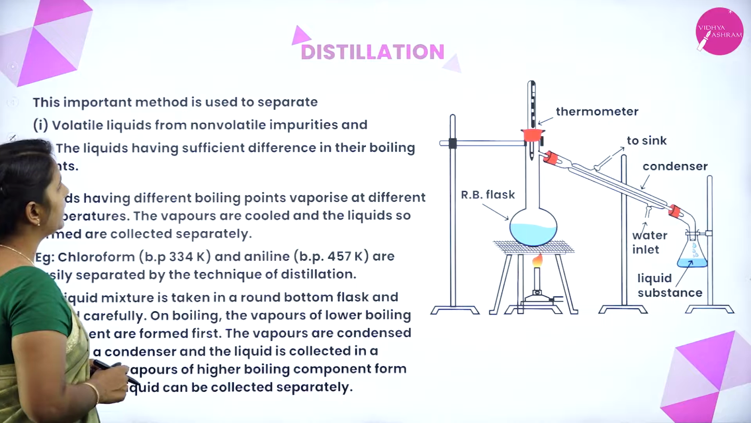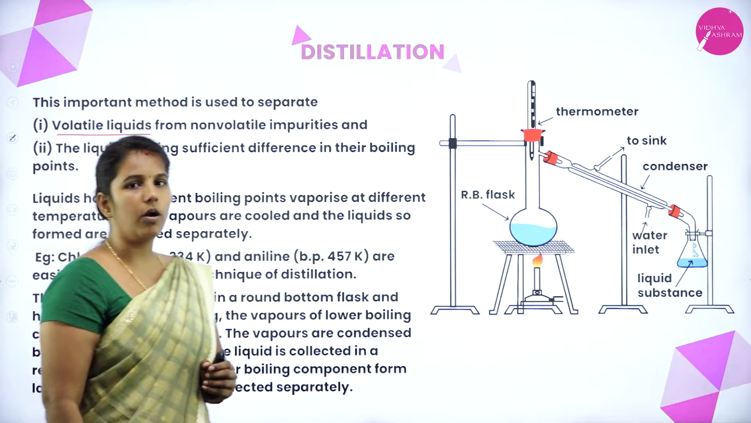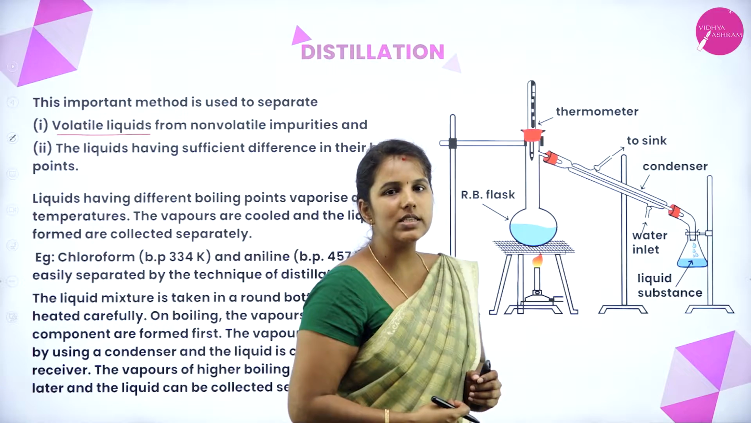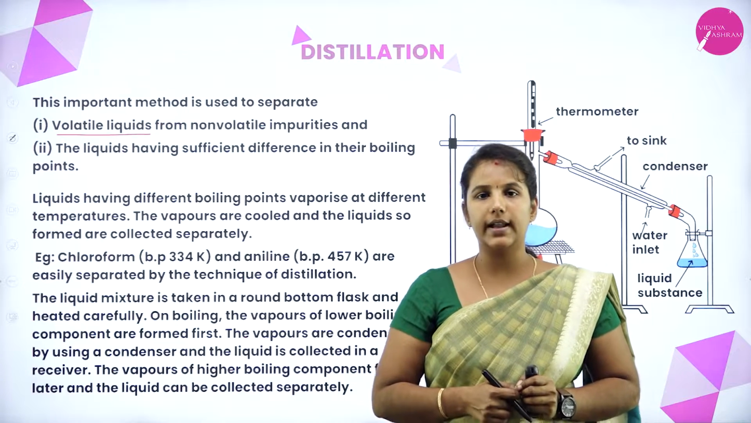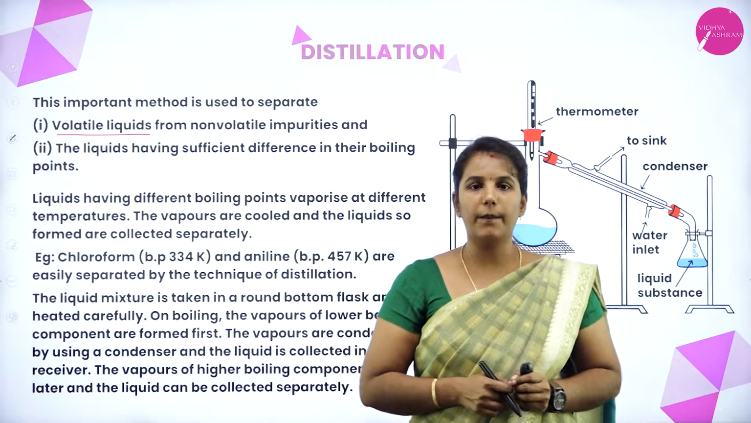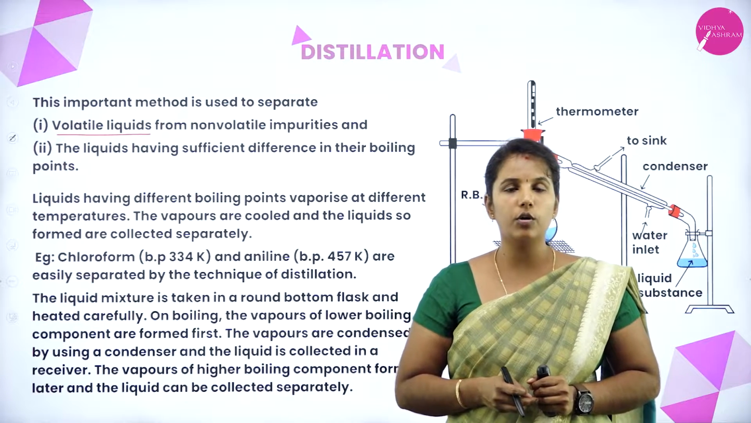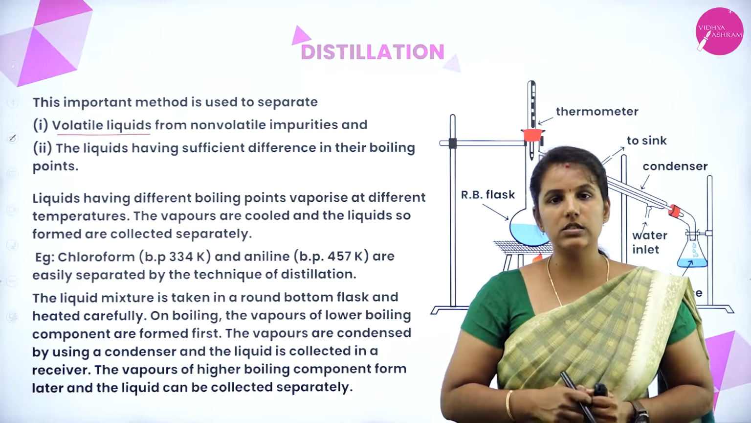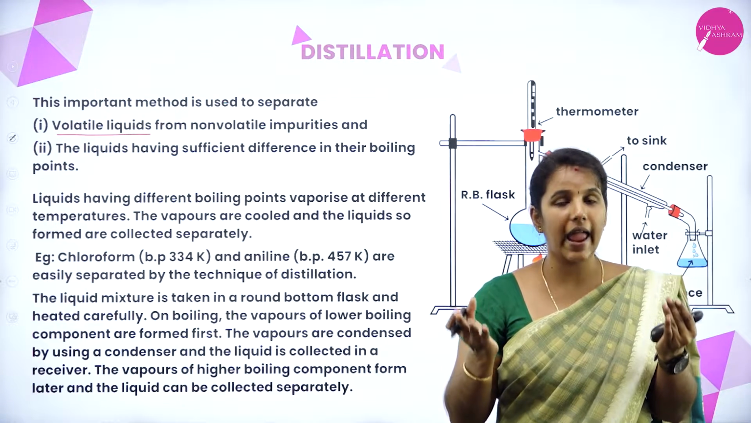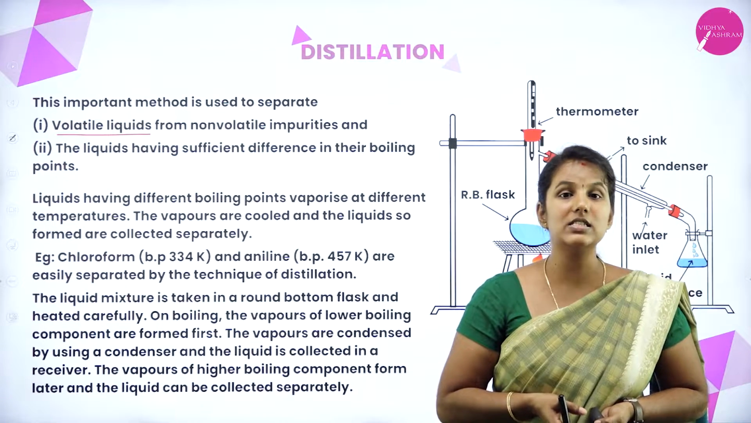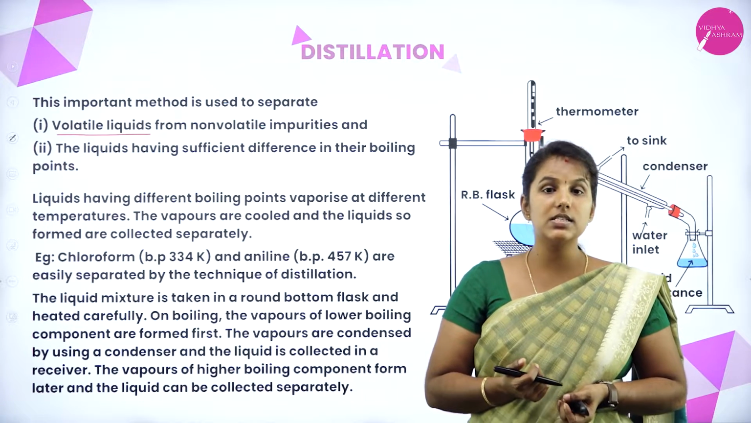It is an important method to separate volatile compounds from non-volatile compounds. Here we need to understand what is meant by volatile and non-volatile. Volatile means any compound which can easily get evaporated. For example, all of you know about petrol, correct? Petrol is a liquid and if you expose it to the air, it can easily get evaporated. Such compounds we say are volatile. If the compounds do not easily get vaporized, we say they are non-volatile.